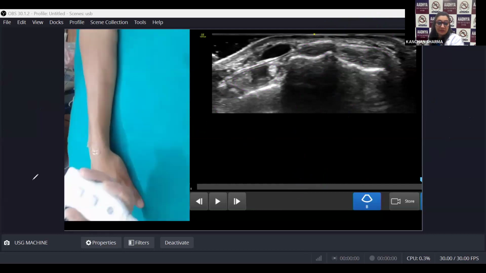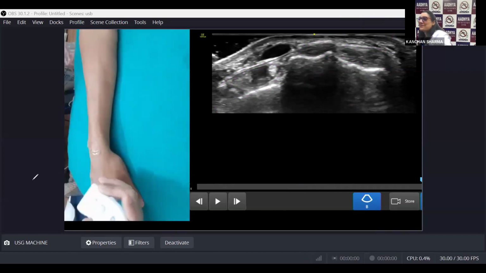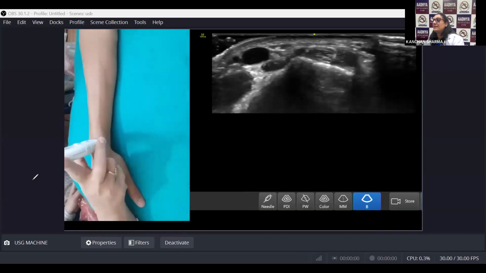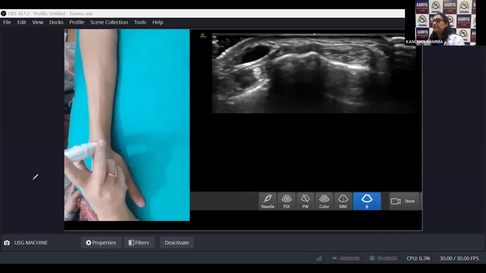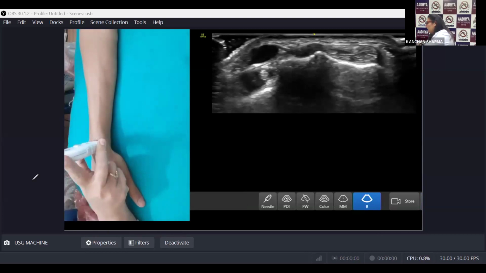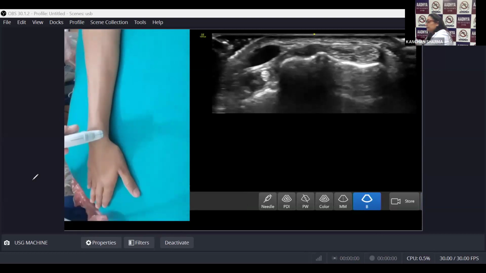Very good. So it seems you are really reading. If this is our Lister tubercle, the one in the center, which she has explained beautifully. I think the probe is not visible.